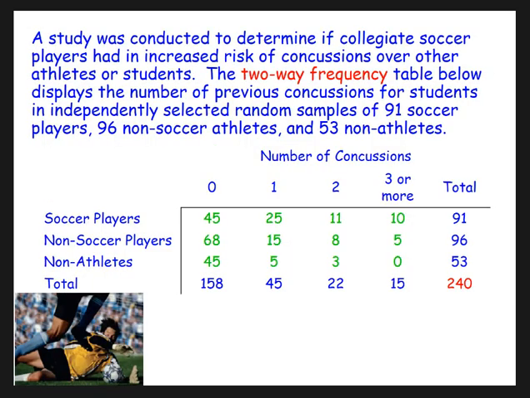A study was conducted to determine if collegiate soccer players had an increased risk of concussion over other athletes or students. So here we're going to do a two-way frequency table. So this is going to be what they call a test for independence. It's very similar. The expected values are a little bit trickier to find. So it displays the number of previous concussions for students in independently selected random samples of 91 soccer players, 99 non-soccer players and 53 non-athletes. So here we have two different categories: their participation in athletics and the number of concussions that they've had.